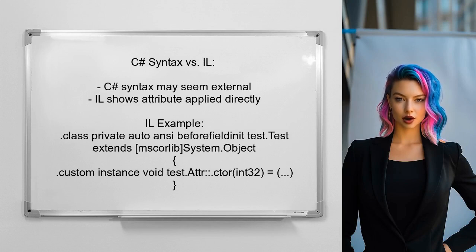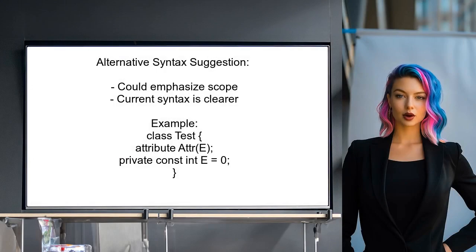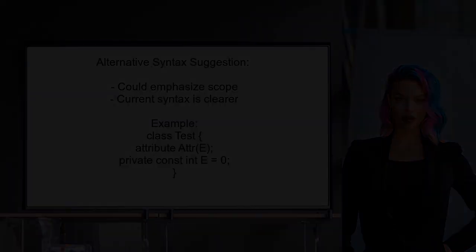The intermediate language, or IL, generated for the class shows that the attribute is applied directly to the class, reinforcing its internal scope. Finally, they suggest that if C# had a different syntax, it might have made the scope clearer. But the current syntax is arguably more straightforward, especially when attributes are applied to members.